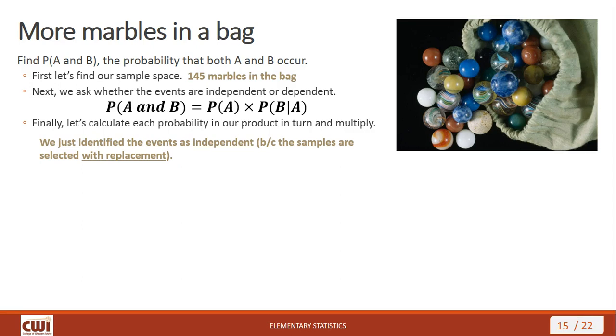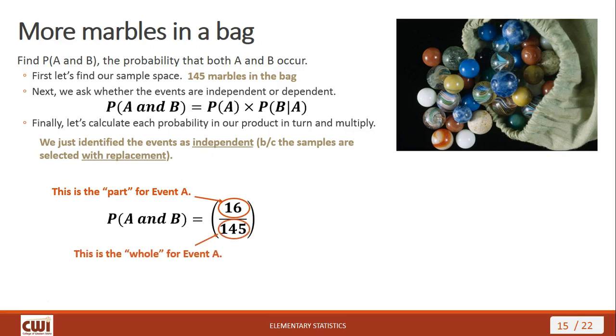So each of the probabilities is going to be pretty much the same because in each event we're selecting a green marble, a marble with the same color. So we start out: the probability of A and B is going to be equal to first the probability of A. There's 16 green marbles in a bag of 145 marbles. So the part over the whole. This is our probability of A. Because we put the green marble back in the bag, the probability of B given A is going to be the same thing. So this is the part for event A, 16. This is the whole, which is the 145.